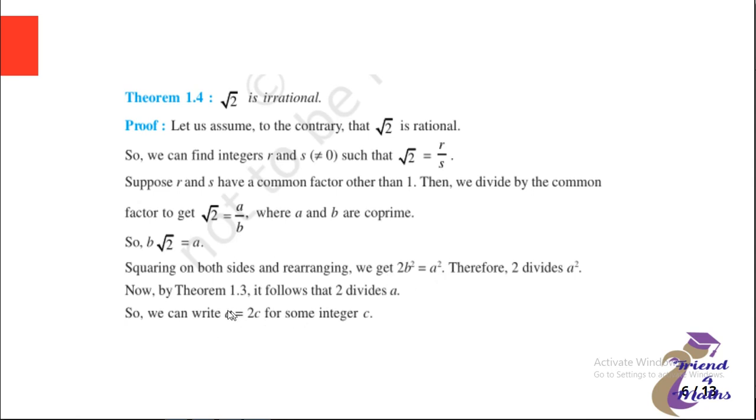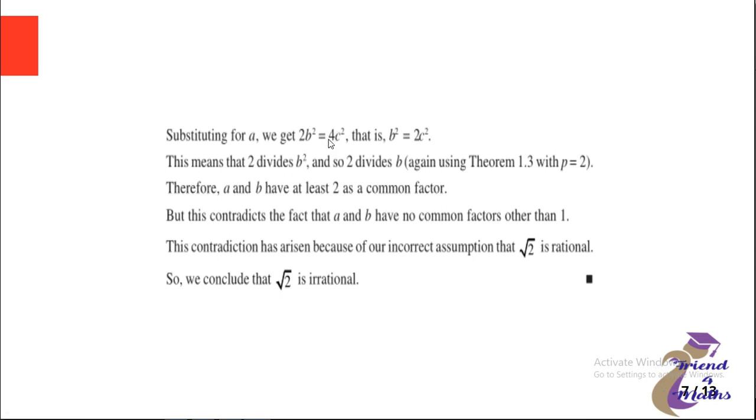Now we are writing a as a multiple of 2, that is, a is equal to 2c, where c is some integer. Substituting this value of a equal to 2c in this equation, we get 2b square is equal to 4c square. Cancelling the 2, we get b square is equal to 2c square. From this we can see that 2 divides b square, and if 2 divides b square, 2 divides b also, from the theorem.